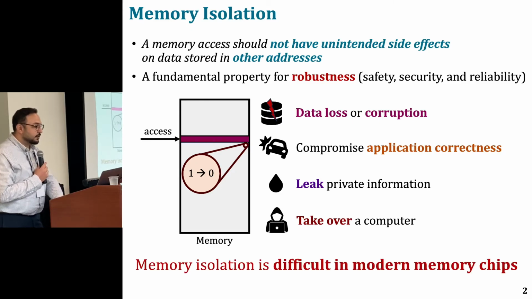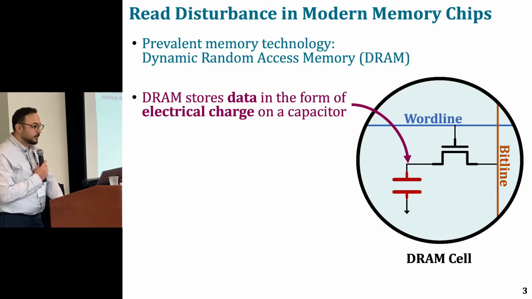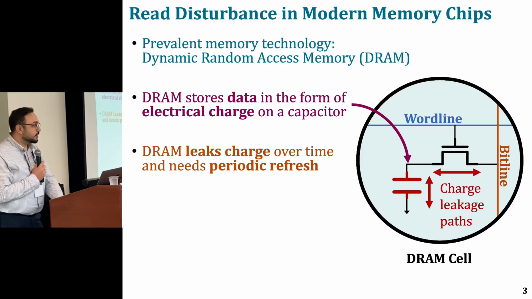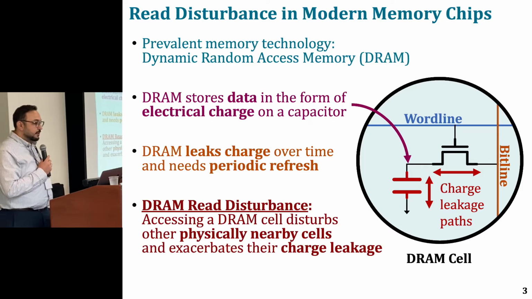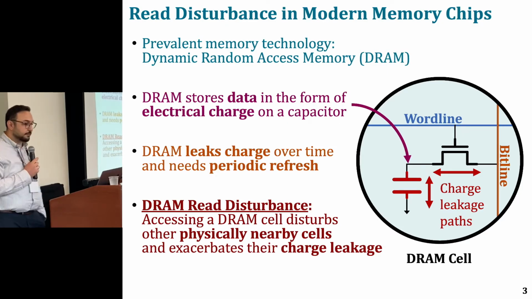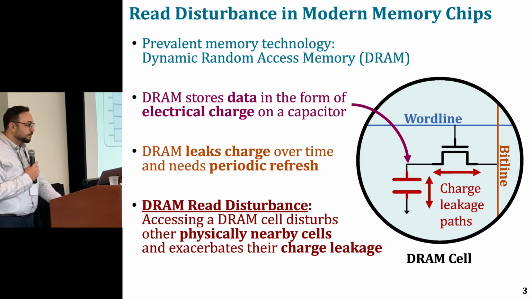Unfortunately, today memory isolation is difficult when we use our modern memory chips, and here is why. The prevalent memory technology today is dynamic random access memory, or in short DRAM. DRAM stores data in the form of electrical charge in a capacitor, and it's a volatile memory technology, so it leaks charge over time and loses data. To avoid that, we need to periodically refresh it. And unfortunately, there is a phenomenon called DRAM disturbance, where accessing a DRAM cell disturbs other physically adjacent or nearby DRAM cells and exacerbates their charge leakage.